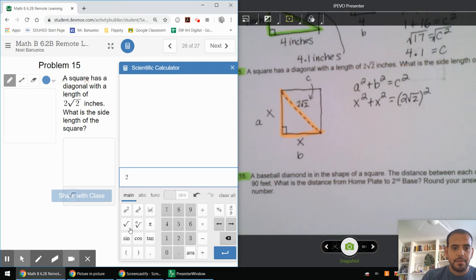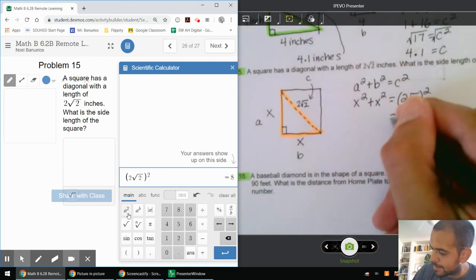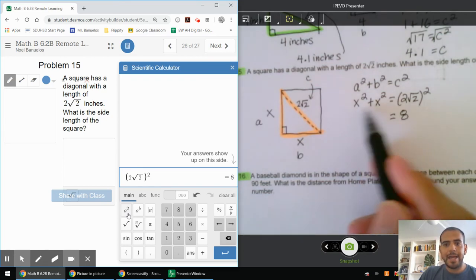2 square root of 2. Oh, forgot to put the parentheses. Let's put the parentheses. Close the parentheses, and square it. And I get 8. Okay, so I have 8. Now, these are like terms. You're going to combine these two.